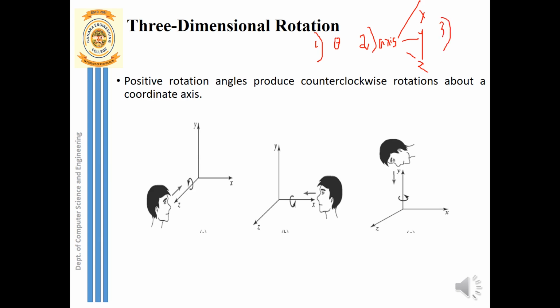The third factor required to perform rotation is a vector. When I say a vector, it's nothing but the direction along which we rotate the object. The direction could be anti-clockwise or clockwise. In both directions I can rotate the object. So that is decided by the vector.